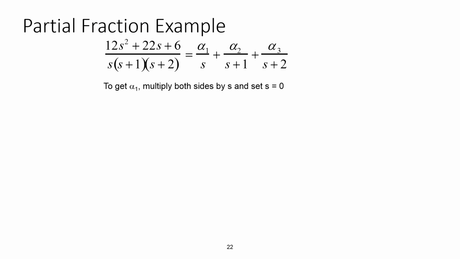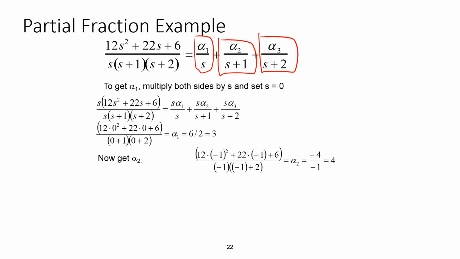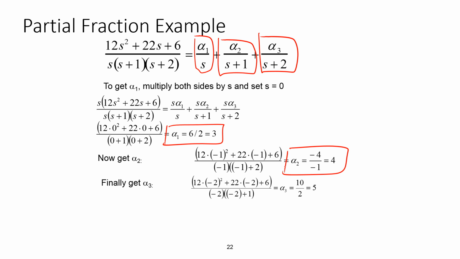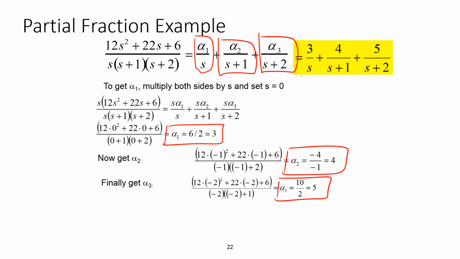Okay, so we have this partial fraction expansion, and we've created a single term for each of these denominator values, and let's go ahead and just go through this one. We get alpha 1 is going to be equal to 3, alpha 2 is going to be equal to 4, and alpha 3 is 5. Okay, and then that turns out to be this form, and then this can go back to the time domain.